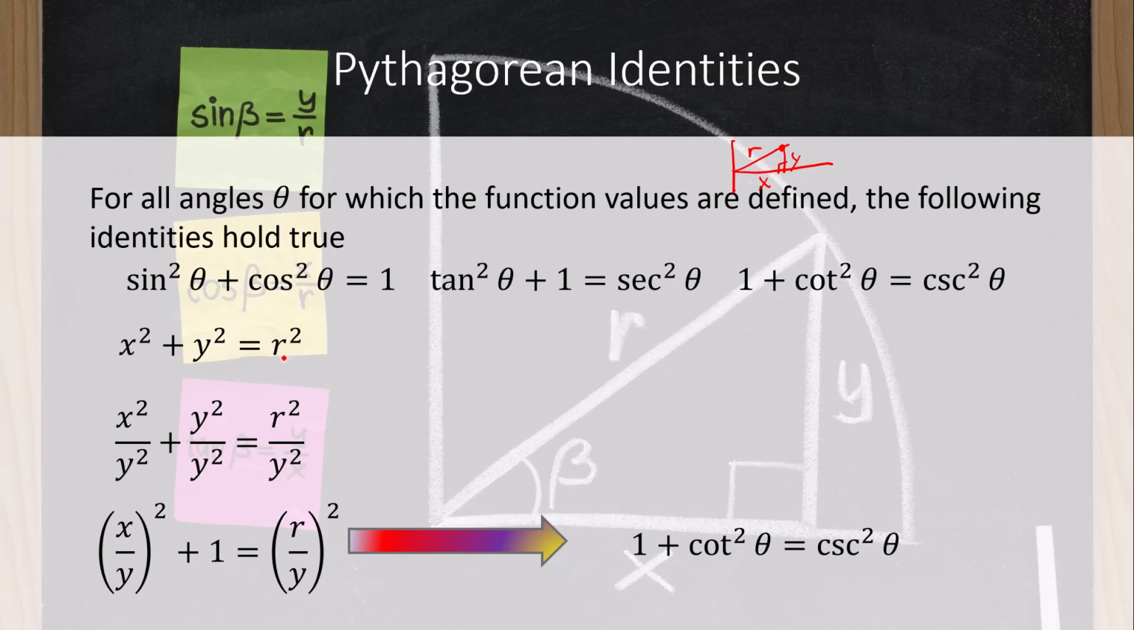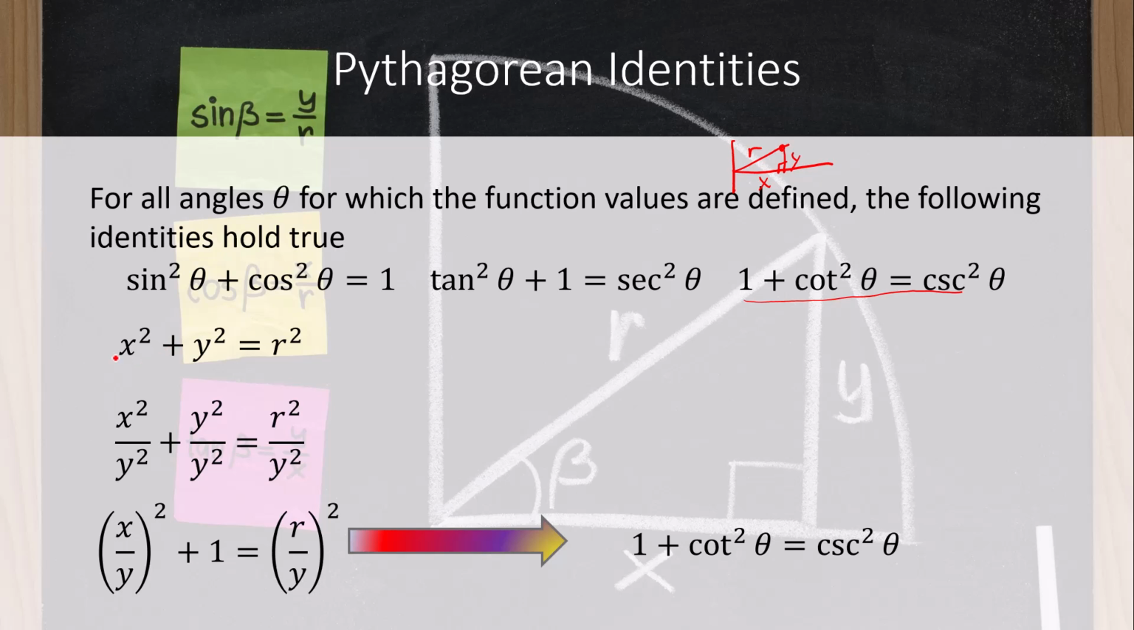So we can actually come up with three identities by dividing this equation either by x or by y, which we've done right here, or by r. Okay, I've divided it by y right here, and notice that when I do that, I have x over y squared, which happens to be cotangent squared, plus 1, and over here I have r over y, which happens to be cosecant squared. And that gives me this identity, which once again is this identity right here.